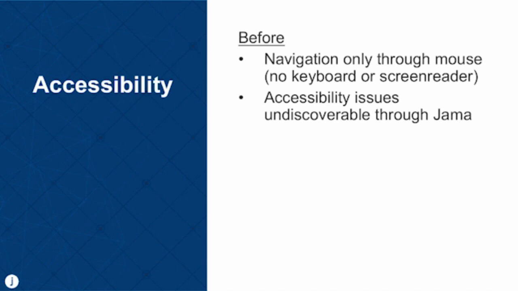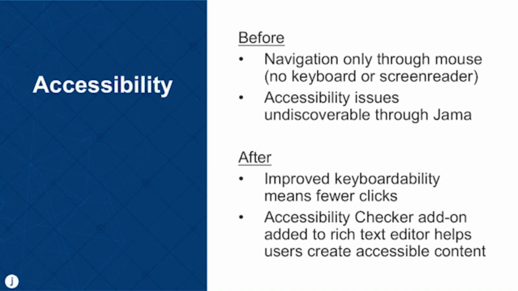In addition, as you created content, you could not, in the application, easily check if the information you were creating was accessible to everyone, regardless of the technology being used. Now, with our accessibility improvements, you can navigate through the application using spacebar, tab, and escape in places like the home screen and single item view as examples. And our rich text editor now has an accessibility checker add-on to help you create accessible content.